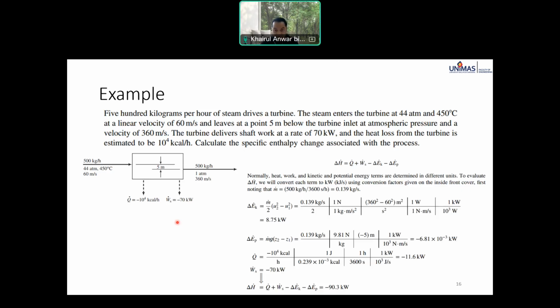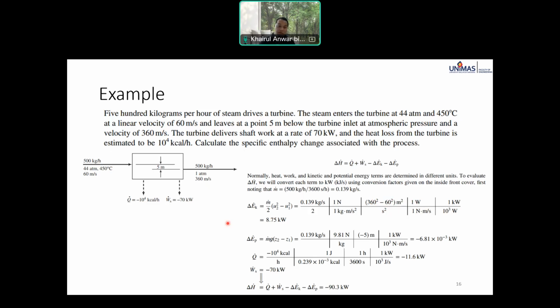Delta EK here: m is 0.139 kg per second. We write it with the unit conversion, outlet minus inlet, and the velocity unit conversion. The delta EK equals 8.75 kilowatts.